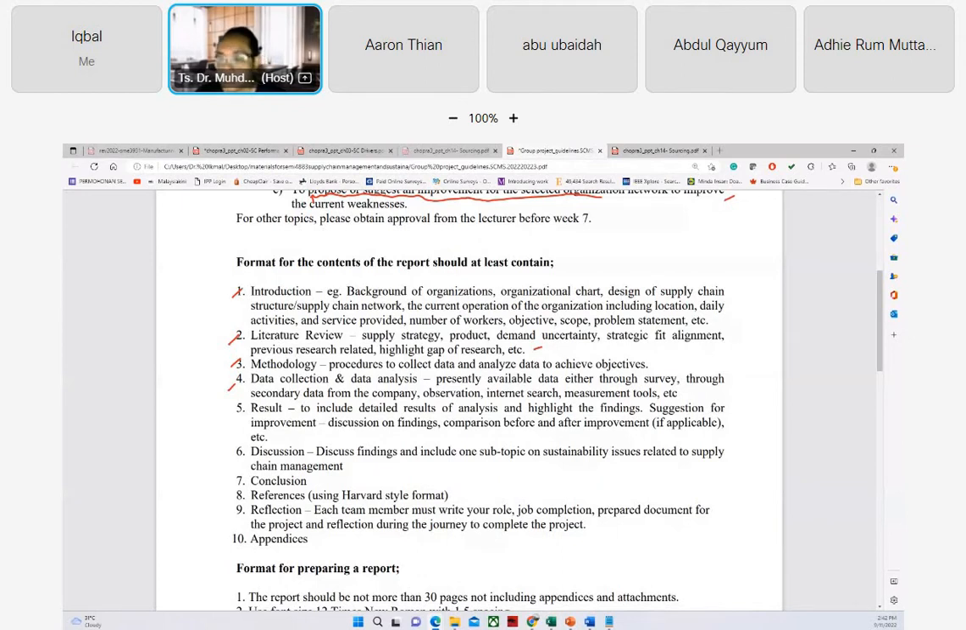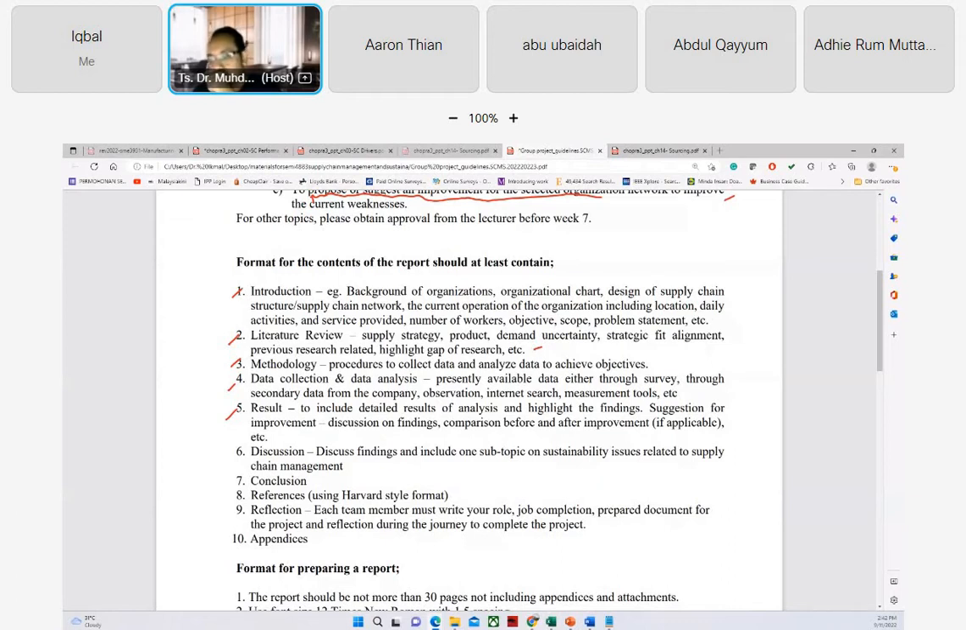Okay, and then the result. On the result, include the detailed result of the analysis and highlight the findings. And then suggestion for improvement. What is your suggestion? What is your list of improvements? Maybe some of the discussion, right? Comparison before and after. You may do that and show it in your reports.